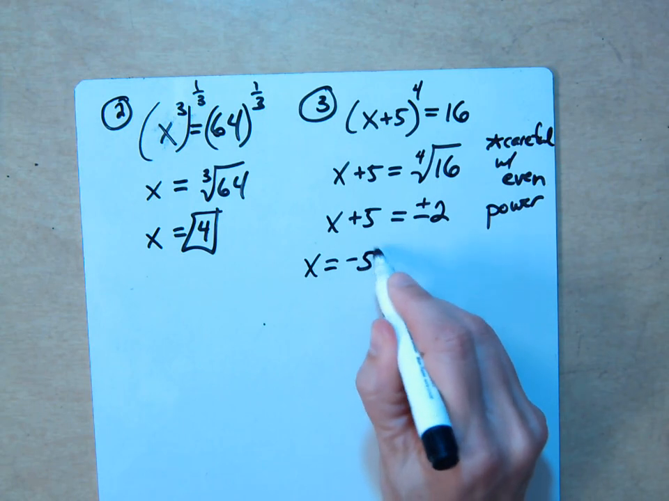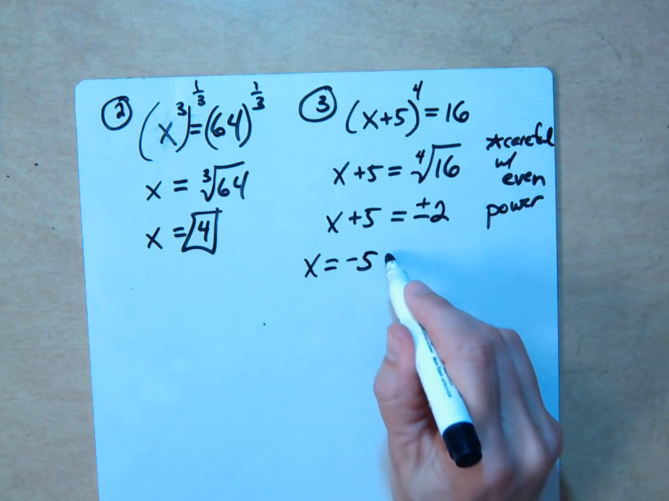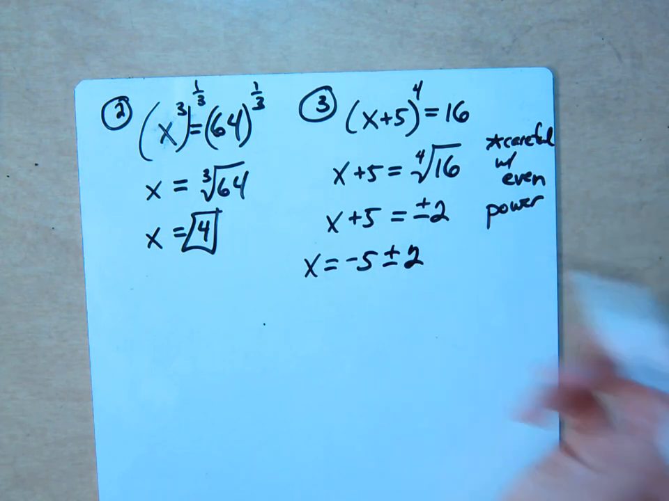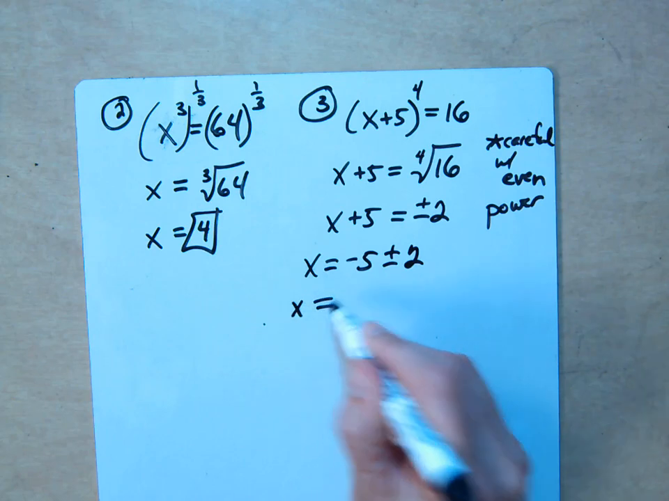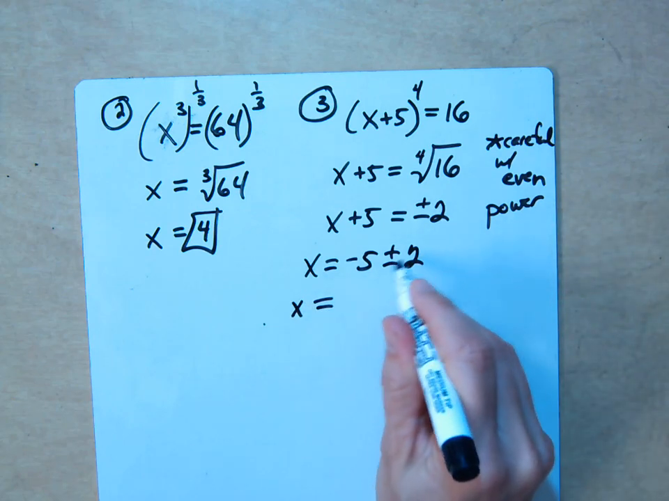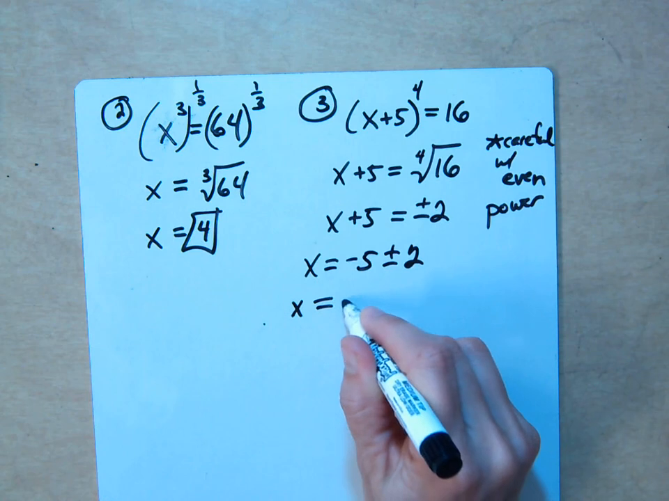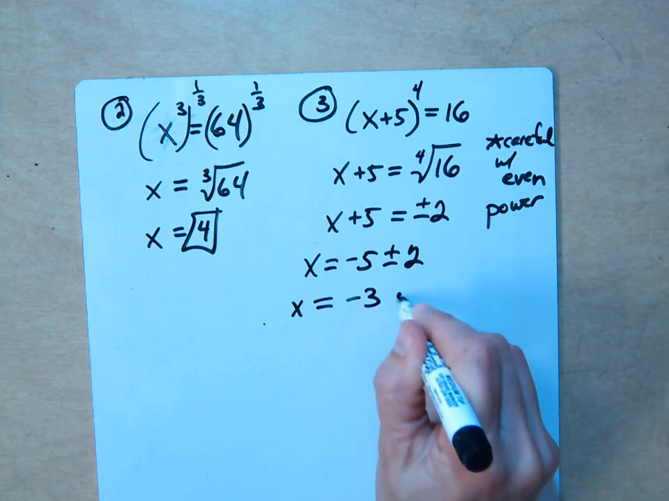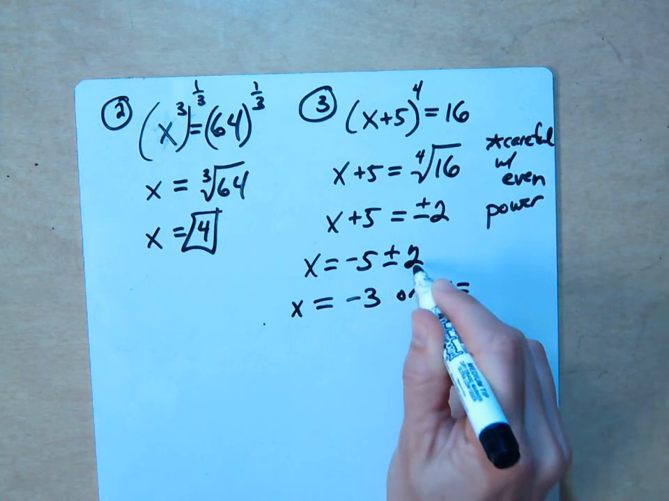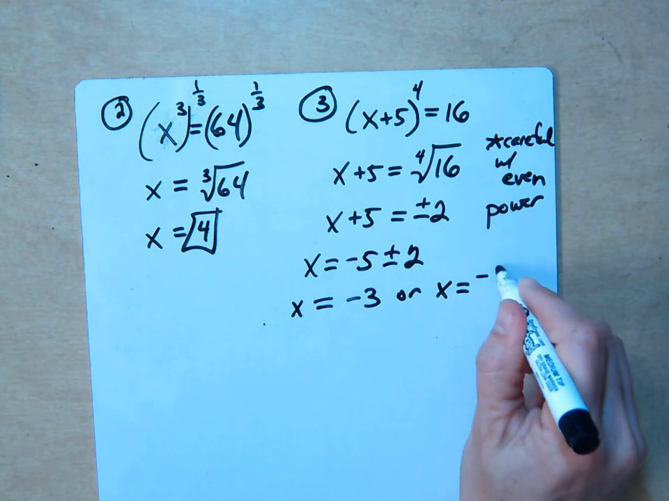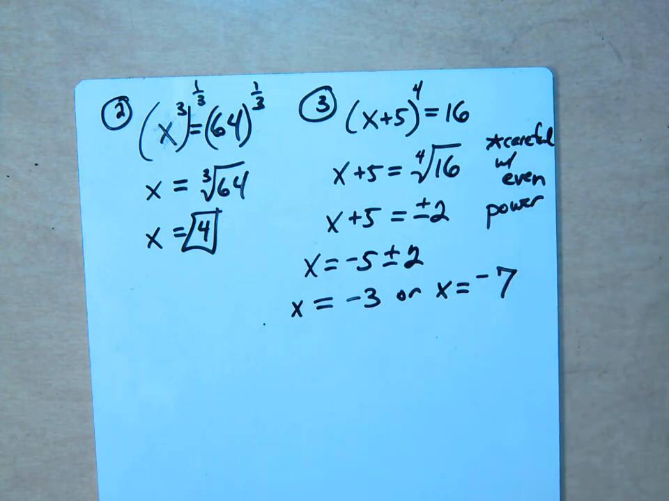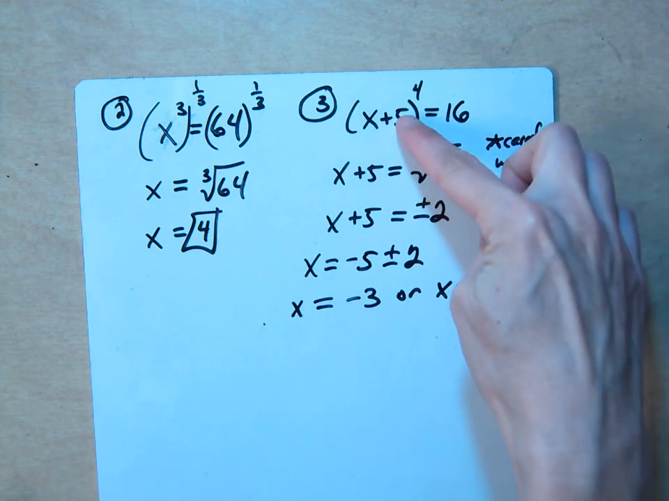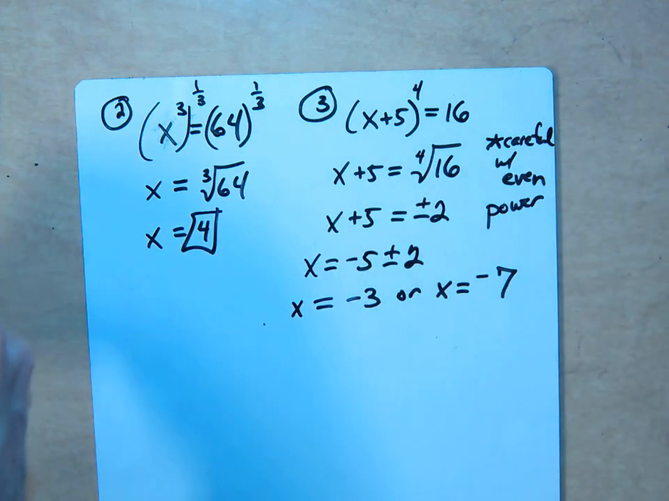Subtract 5 from each side to get rid of this. So it's negative 5 plus or minus 2, and since it's easy to simplify, you should. So it's negative 5 plus 2, which is negative 3, or negative 5 minus 2, which is negative 7, and you can always go back and double check, plug it into the original equation, and make sure that it works.